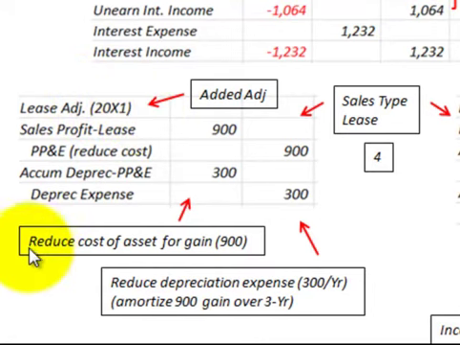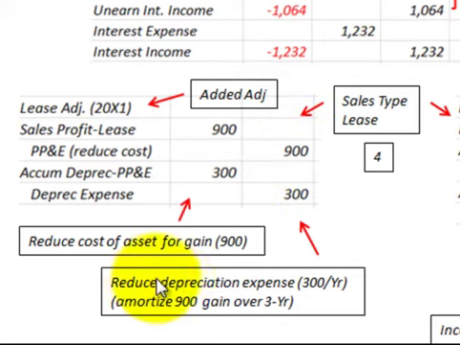So first we have to reduce the cost of the asset for the gain here of $900, that $900 profit here. So we go up to our sales profit here for the lease, and we debit that for $900, and then for our property, plant, and equipment, we reduce the cost here by crediting that for $900.